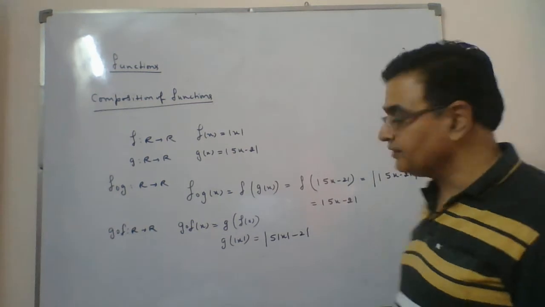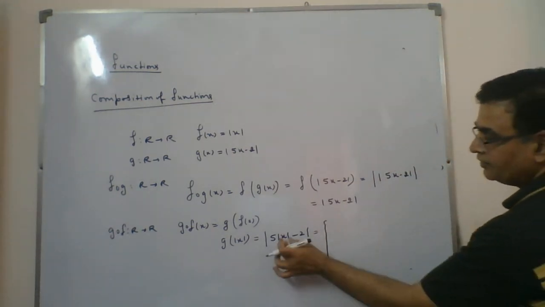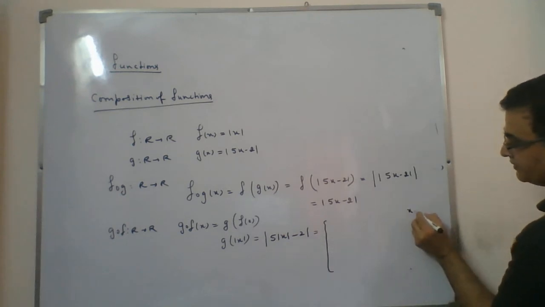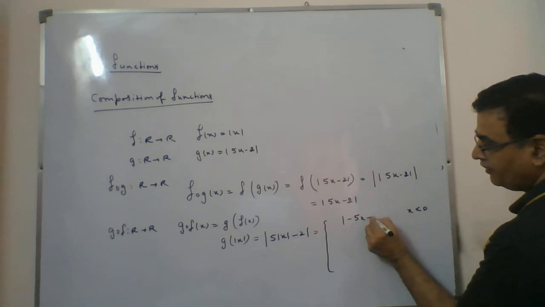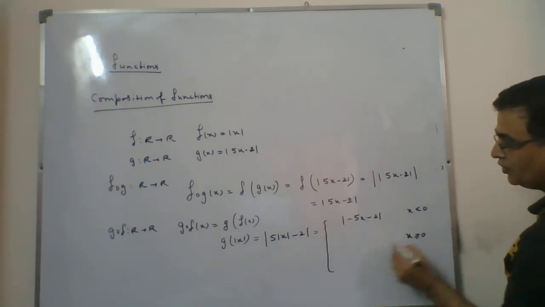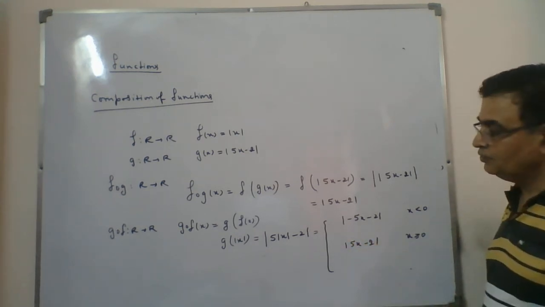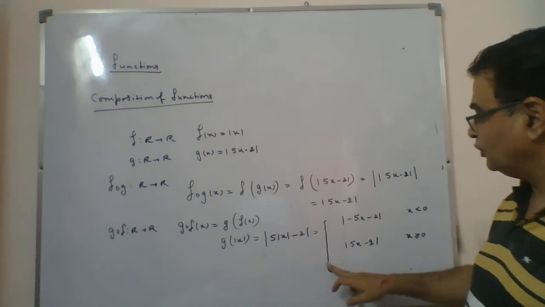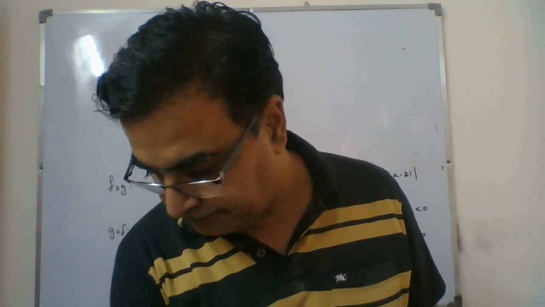And this you can solve it further. Just check here. This is modulus x, so if x comes negative, it is minus 5x minus 2. And when x comes greater than or equal to 0, it will come out to be 5x minus 2. So second modulus is there. So we have converted one modulus in the question.